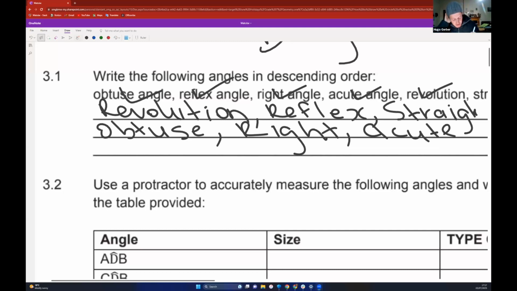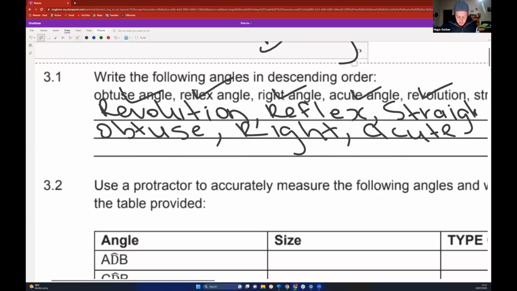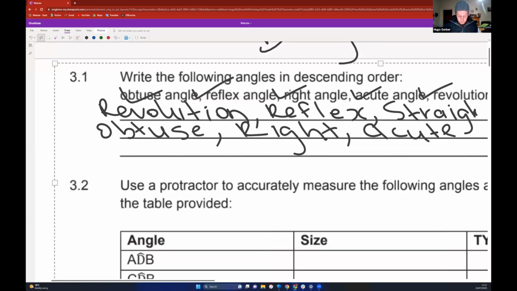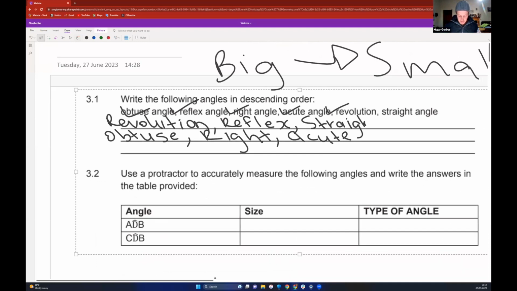Then a bit smaller than that will be anything between 90 and a straight line. So that will be an obtuse angle. Then we have a right angle, always 90 degrees. And then we have acute, okay? And that is smaller than 90 degrees. Now, these are 1, 2, 3, 4, 5, 6 different angles, and they will all count about half a mark. So you will get 3 marks for just this simple question.